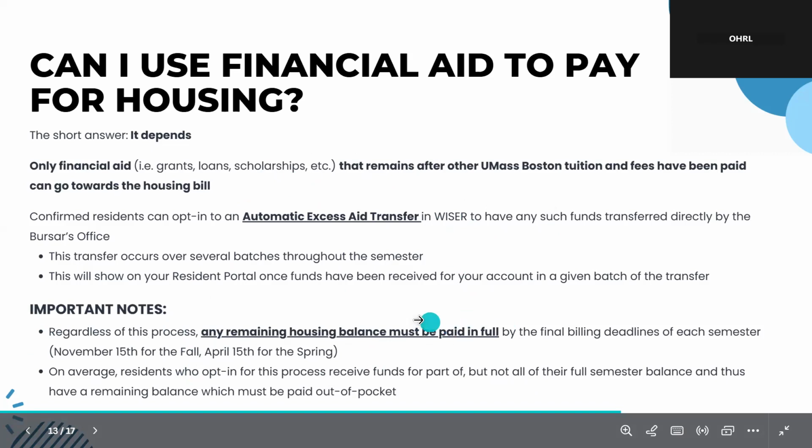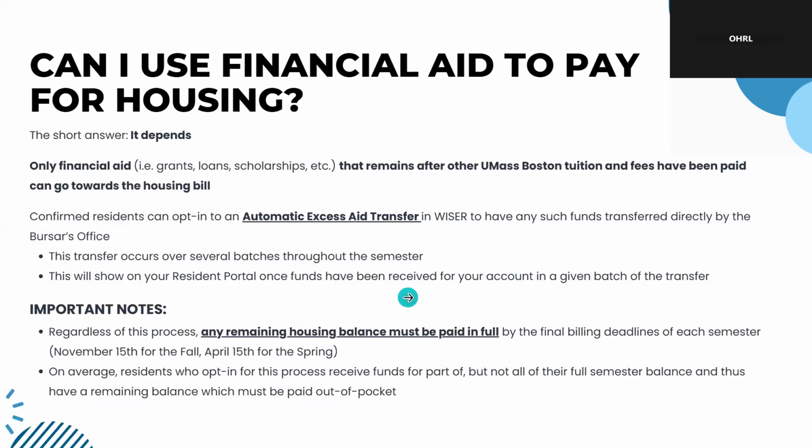Now, one other thing I do want to stress here is that just looking at the previous data, on average, residents who opt in to kick that bucket marked housing under here, who opt in for this process, receive funds for part of, but not all of the full semester balance. And therefore, everybody who opts into this usually does have a remaining balance, which must be paid out of pocket. So I like to think of this as a handy dandy bonus for which you can make some payments towards your on-campus housing bill, but do understand that you are responsible for the full bill. This process, really handy. We like it a lot. It does help students sort of navigate the difference in the bills in a little bit of an easier way.